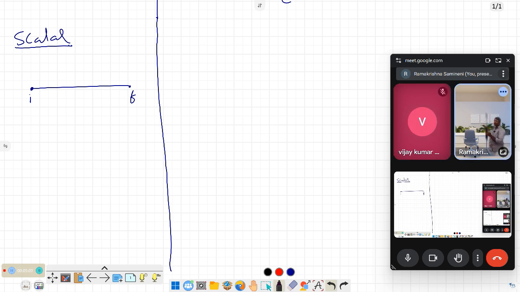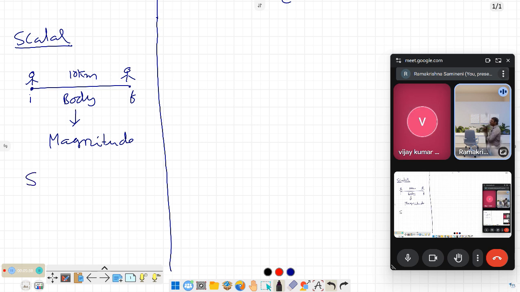So a scalar quantity we indicate as a straight line with an initial point and a final point. This is the representation of a physical quantity. How long this length is, that is called the magnitude. So all scalar quantities we measure in terms of magnitude. For example, a person starting from here walked a distance of 10 kilometers. The 10 kilometers I am taking as a small length.